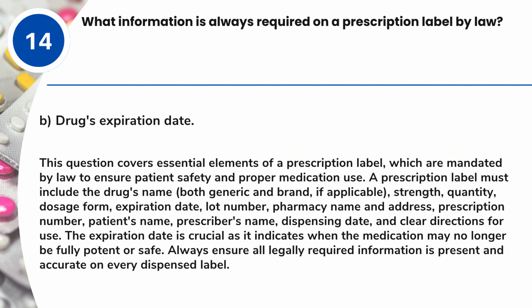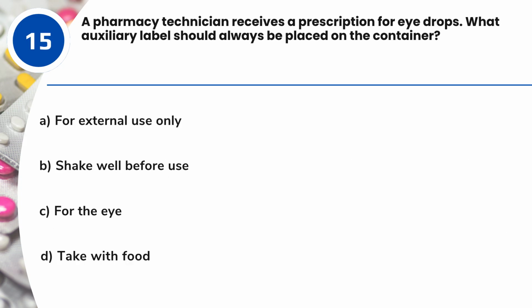Always ensure all legally required information is present and accurate on every dispense label. Question 15. A pharmacy technician receives a prescription for eye drops. What auxiliary label should always be placed on the container? A. For external use only. B. Shake well before use. C. For the eye. D. Take with food.